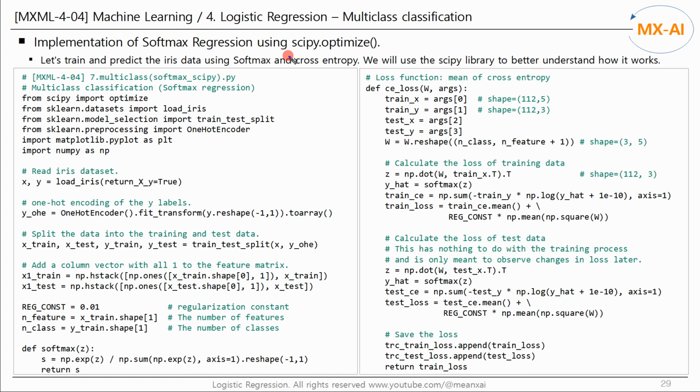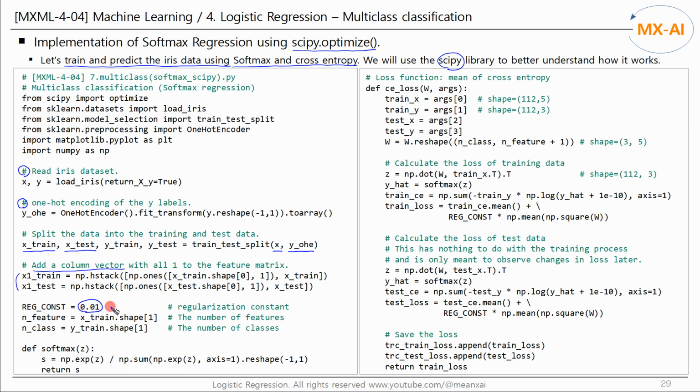Now, let's implement Softmax regression using SciPy's optimized library. Let's train and make predictions on the iris dataset using Softmax and the cross-entropy. We will use SciPy instead of scikit-learn to better understand how it works. Read the iris dataset. Convert y to one-hot encoding. Then split the feature X and one-hot encoded Y into the training and test data. As in binary classification, we add a column vector of all ones to the feature X matrix. Set the regularization constant to 0.01.